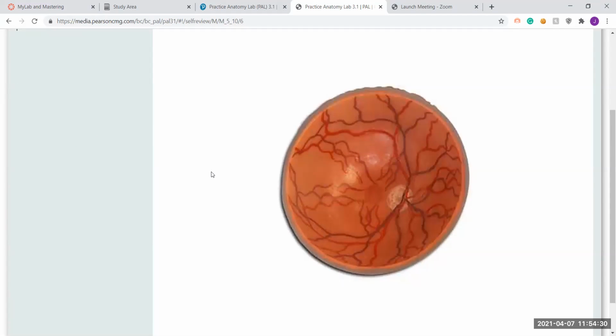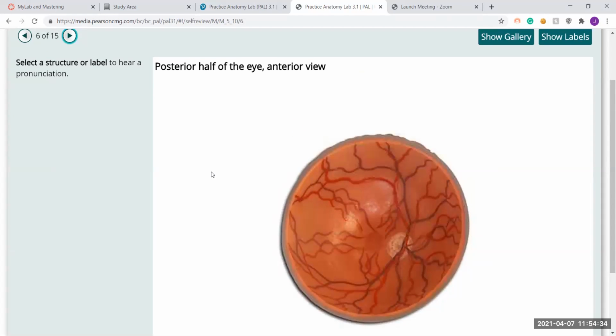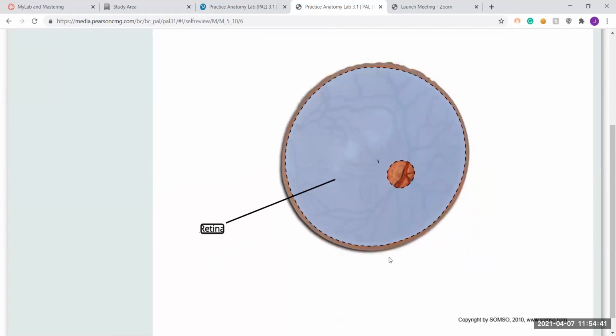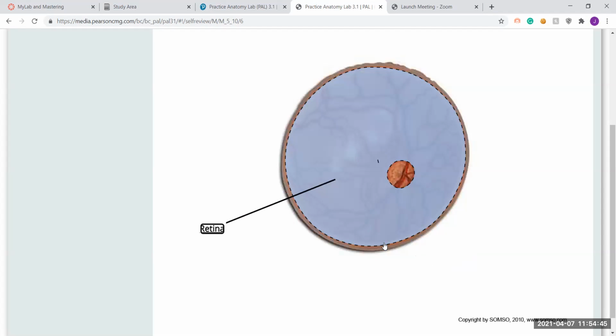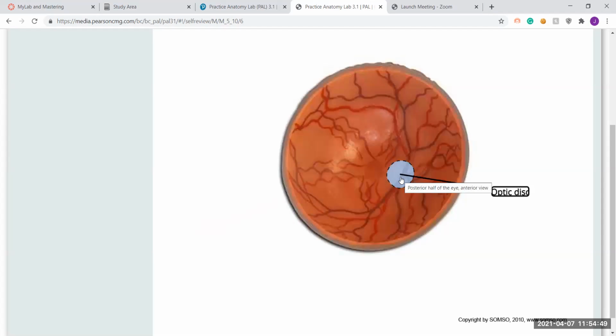This is the cut section of the posterior part of the retina. So, posterior half of the eye, anterior view, and you can see all the layers again. Always keep in mind the outermost layer, choroid, then the retina, and in the retina you have this whitish area that is called the optic disc. This is the point where your optic nerve starts.